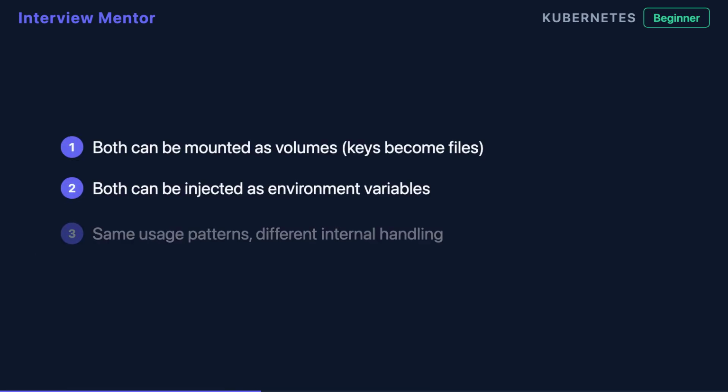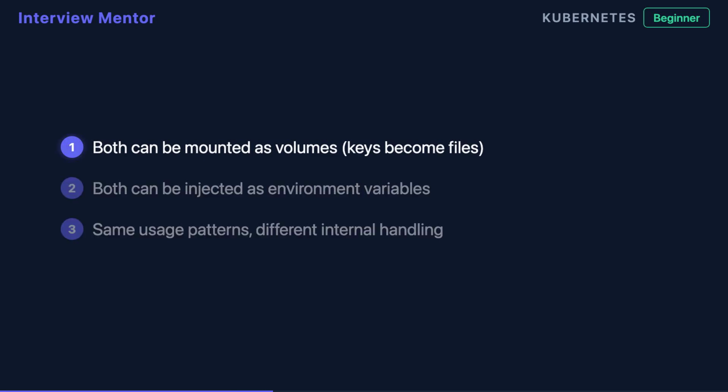Both ConfigMaps and Secrets work the same way when you use them. You can mount either one as a volume inside your pod where each key becomes a file, or you can inject them as environment variables. The mechanics are identical, which is why it's so easy to confuse them. The difference is in how Kubernetes treats them internally.